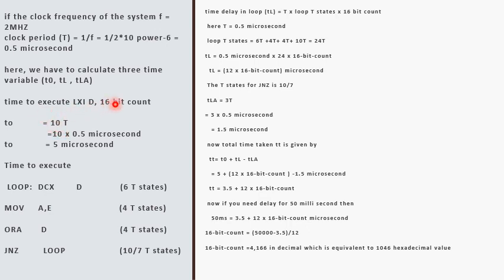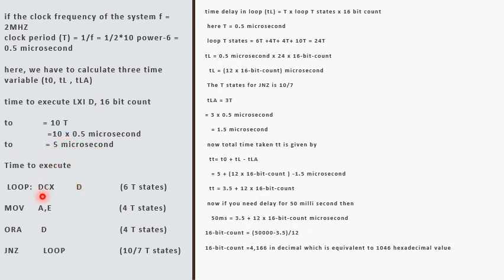For LXI D comma 16-bit, it is going to take 10 T states, that is opcode fetch of 4 followed by 2 read cycles. A read cycle consists of 3 T states, another read cycle consists of another 3 T states. So 6 plus 4, 10 T states are being required for LXI D. So 10 into T, where T is 0.5, so T0 is equal to 5 microseconds.